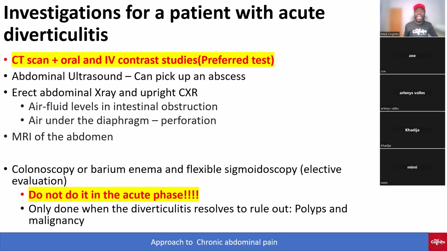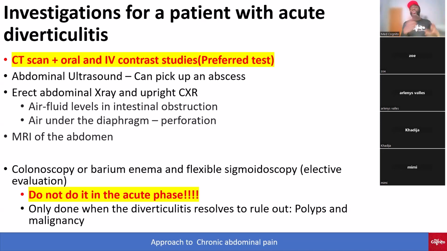The next one is air under the diaphragm. If I see air under the diaphragm, that means that air has leaked out of the intestines and it has settled under the diaphragm. And if the patient stands, we know that air will rise. So it will go and settle under the diaphragm. And that is why I'll see air under the diaphragm in a patient with perforation. Other investigations I can do can be MRI.